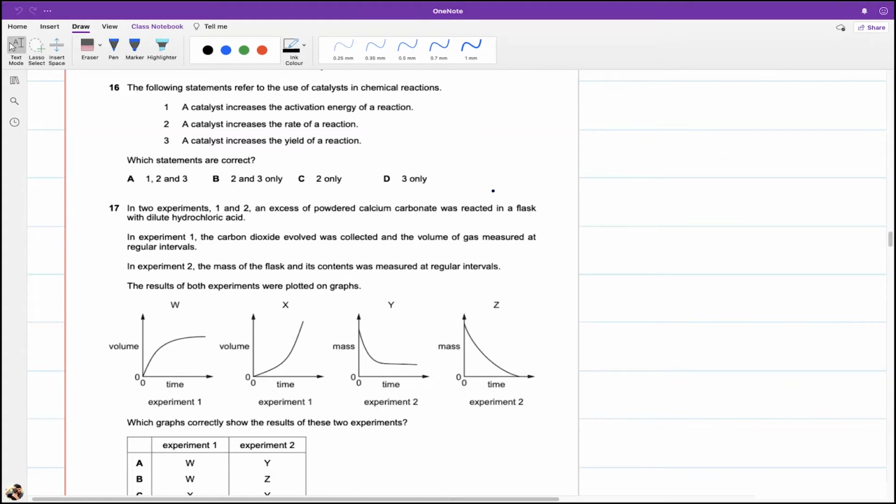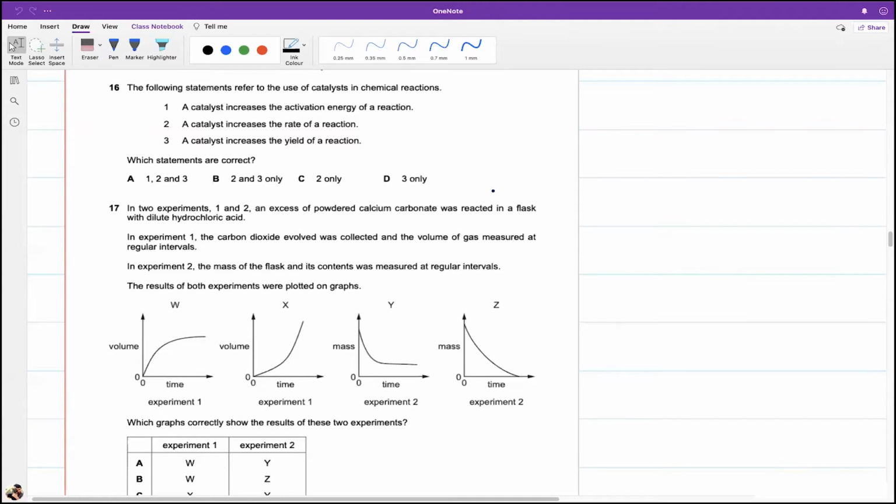So catalyst increases the activation energy: basically the whole point of catalyst is to reduce the activation energy. So this is wrong. A catalyst increases the rate. Yes, that is true. A catalyst increases the yield. No, that is not true. So answer is 2 only.